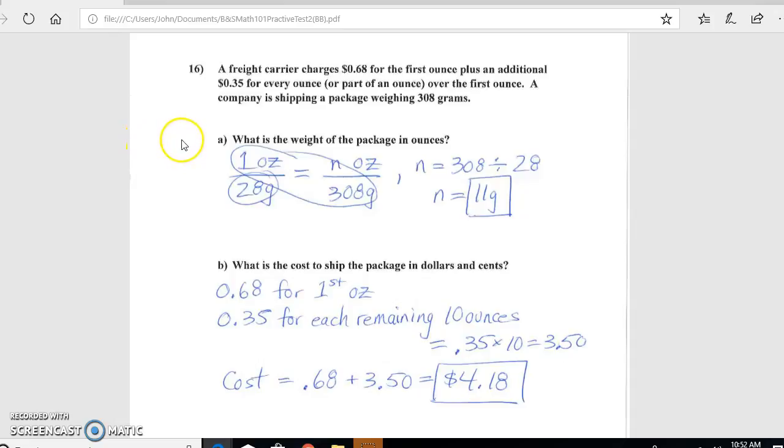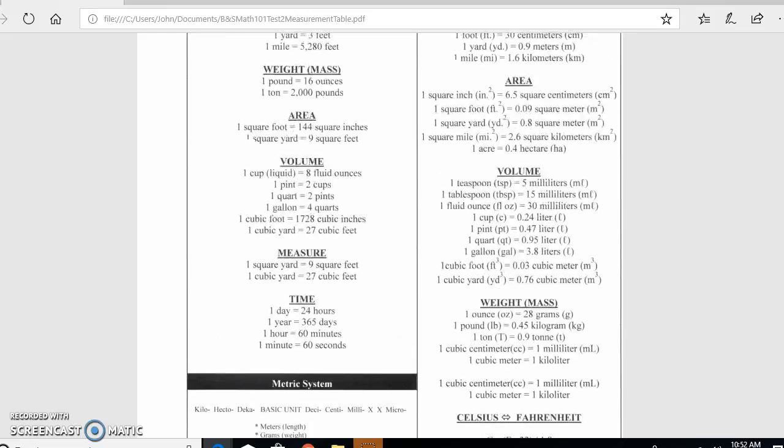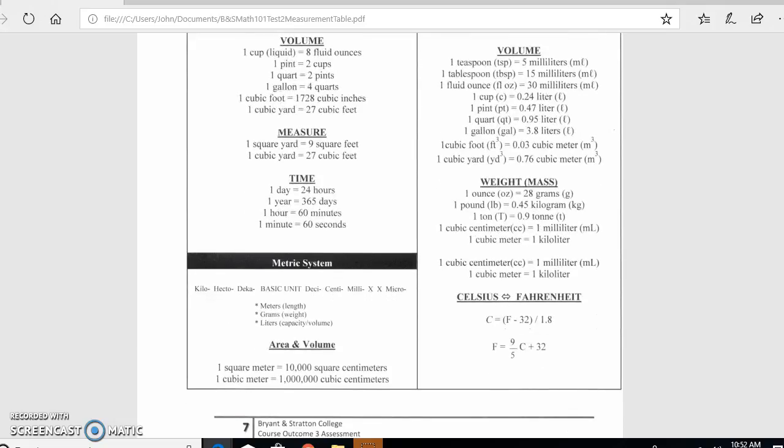Letter A asks, what is the weight of the package in ounces? So we need to convert the 308 grams into ounces. And we need a formula that will go between these two. Grams is a metric unit, ounces is a US unit. So we go to our measurement table and we are looking under weight.